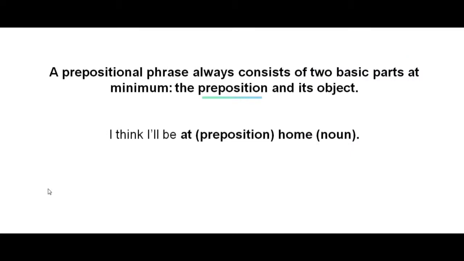A prepositional phrase always consists of two basic parts at minimum, the preposition and its object. Have a look at the example over here. I think I'll be at home. "At" is a preposition and "home" is a noun, the object of the preposition.